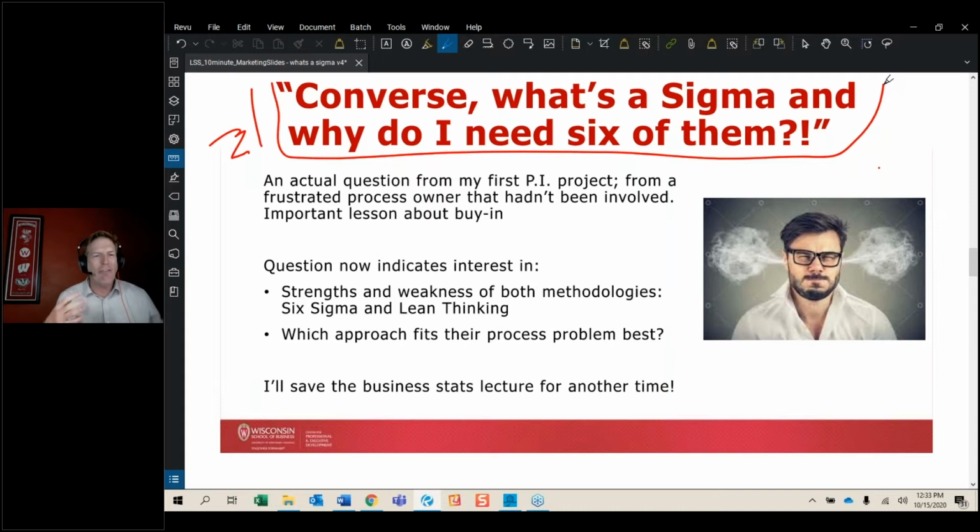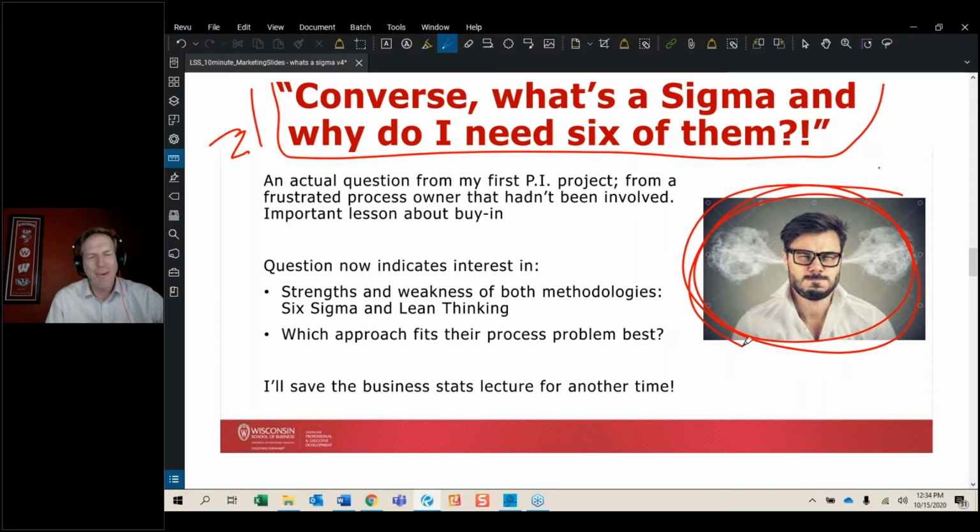Here's what happened. I had just finished up the training that gave me all my new Six Sigma and lean thinking skills, and I had used them to roll out a technically robust solution and was reporting out to the process owner. The solution, though, had been created without input from him or his team, and he was hot. In a sarcastic voice, he asked the question, "Hey, Converse, what's a Sigma and why do I need 6 of these?" And I cluelessly thought that he actually did want to have a discussion about business stats, central limit theorem, Motorola, Deming, Toyota production method.